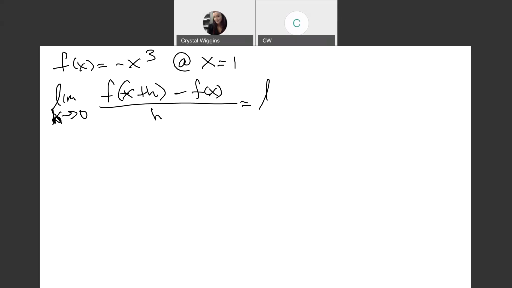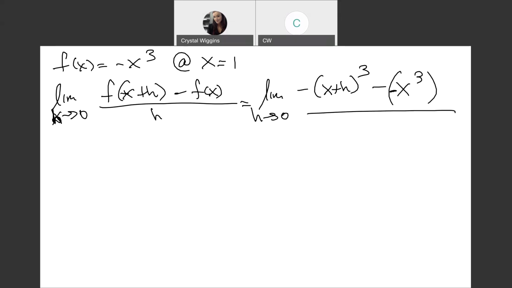So we have the limit as h approaches 0 of negative x plus h cubed. I replace the x with x plus h, minus a negative x cubed. Careful of that one. I almost didn't do the double negative. The negative is part of the formula, and this negative is part of the equation.